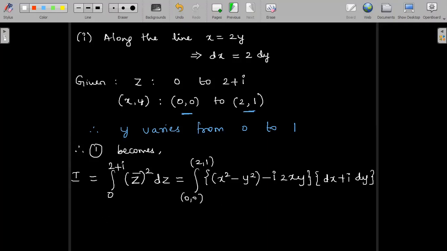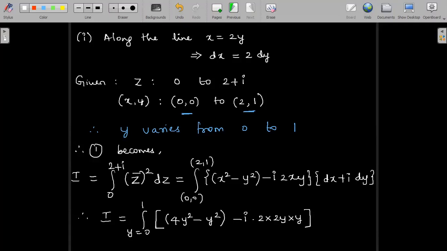Now this is in turn written with respect to y, and I am substituting two things. One is the limits for y, so y varies from 0 to 1. And wherever x is there, let us substitute x as 2y. So this becomes 4y square minus y square minus i into 2 into x, which is 2y, into y, whole thing into dx. Did you observe dx is equal to 2 dy here? So let us substitute the same thing. So the second bracket becomes 2 dy plus i dy.